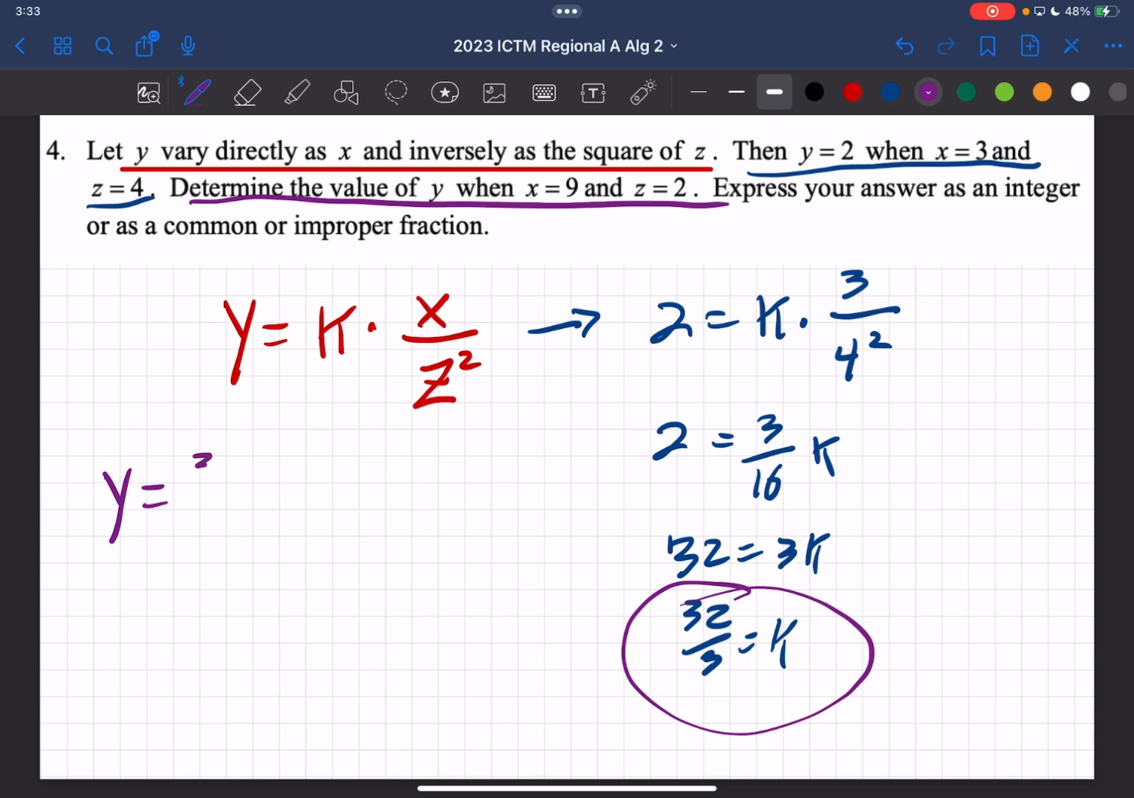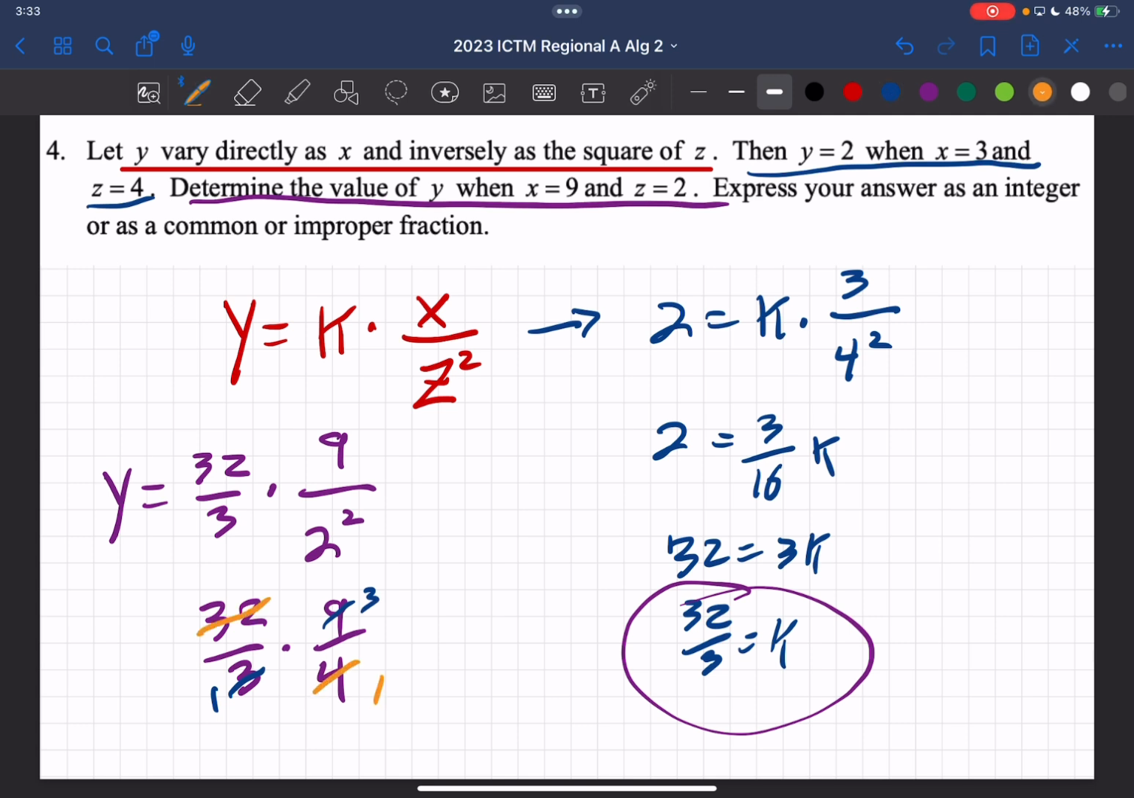So y equals 32 over 3 times x, which is 9, on top, over 2 squared. So 32 over 3 times 9 over 4. We can do a little canceling. Cancel these out, and we're left with 1 and 3. And we'll cancel these out, and we're left with 1 and 8. So all in all, we're left with 8 times 3 and 1 on the bottom. So that means for number 4, our answer is 24.